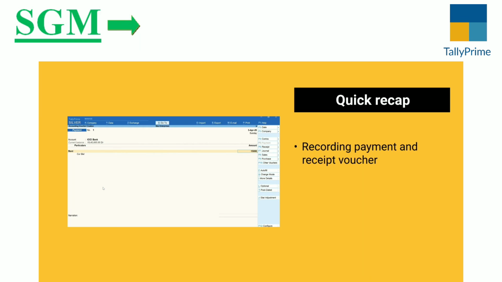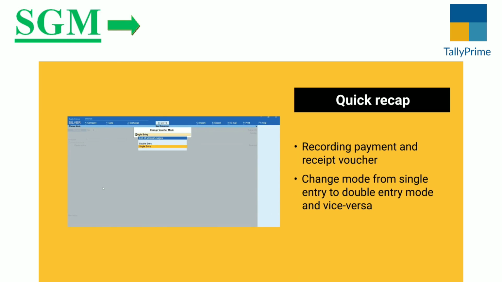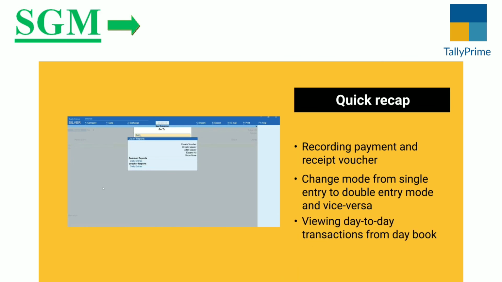A quick recap of things we learned in this session. Recording payment and receipt voucher. Change mode from single entry to double entry mode and vice versa. Viewing day-to-day transactions from daybook.